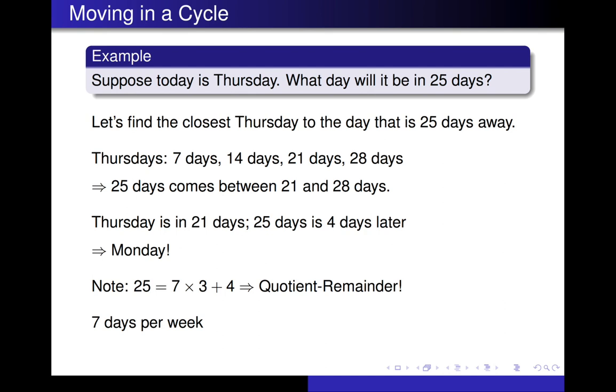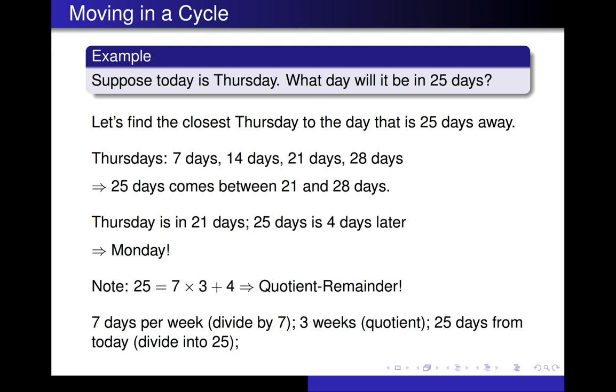Now, in the division problem, we're dividing 25 by 7, so we're dividing by 7. The 3 represents the number of weeks between now and the last Thursday before 25 days. That's our quotient, right? The 25 represents 25 days from today, that is, we're taking 7 and dividing that into 25. And then finally that 4, which is the one that actually helped us figure out that it was Monday, is actually the remainder.